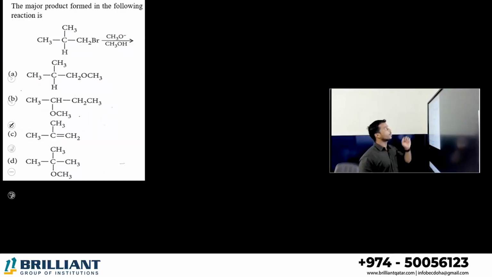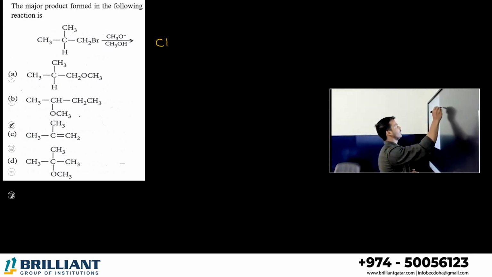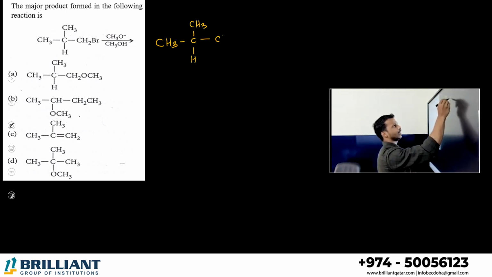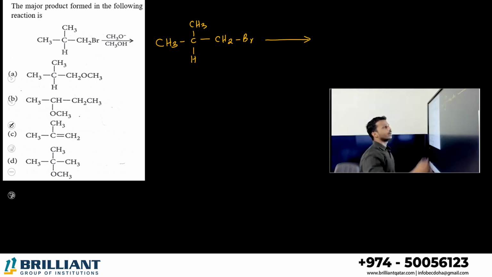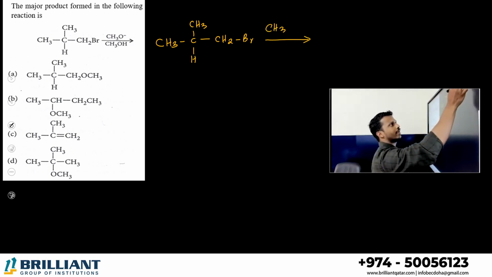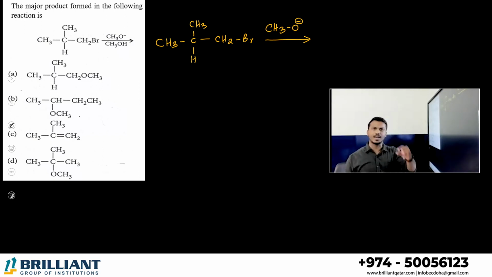Here we have the first question. The major product formed in the following reaction is? What is the major product in the following reaction? I think they gave a haloalkane here, CH3CH(CH3)CH2Br. It is reacting with the nucleophile CH3O minus, the upcoming nucleophile. Methanol is given, that's a medium solvent.